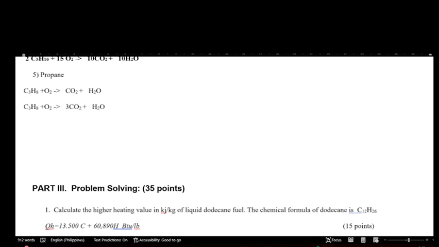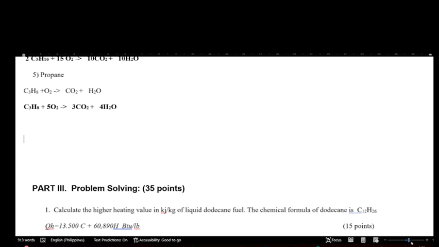coefficient na 3. In so doing, naapektuhan yung oxygen, no? Pero wag muna natin pansinin yung oxygen, kasi last yun eh. Anong kailangan natin gawin? Hydrogen. Di ba? Ilan yung hydrogen? Sa kaliwa, 8. Sa kanan, 2 lang. So, para maging 8, lagyan natin ng 4. Naapektuhan yung number of moles or atoms ng oxygen. 4 times 1 is 4. 3 times 2 is 6. So, ilan lahat? 6 plus 4 is 10. Dapat 10 yung oxygen natin. But we only have 2. So, para maging 10, lagyan natin ng 5, no? So, yan yung answer dito.